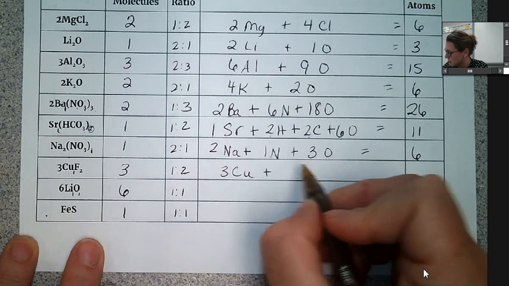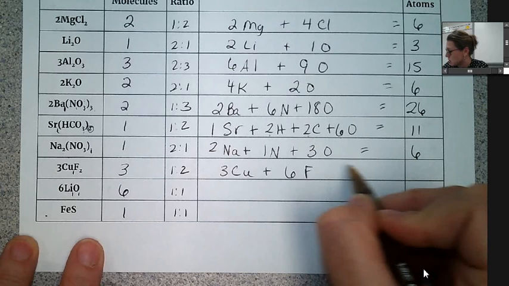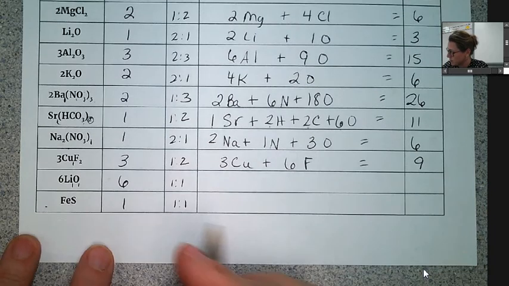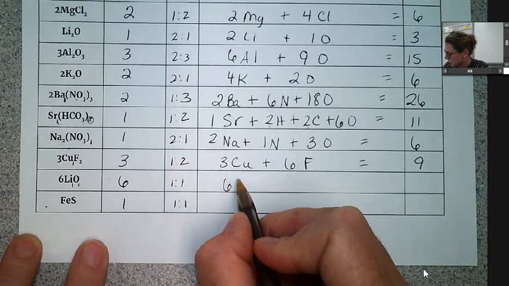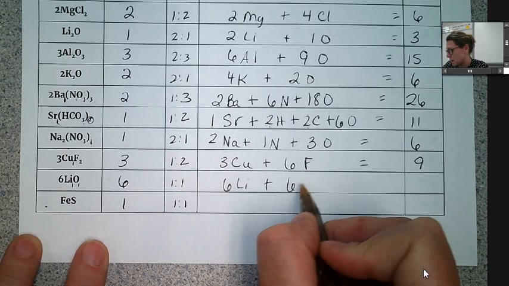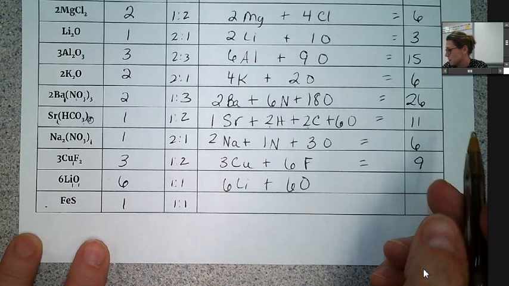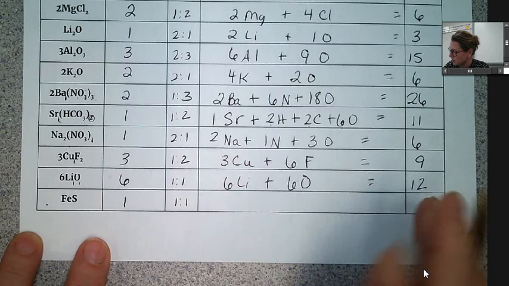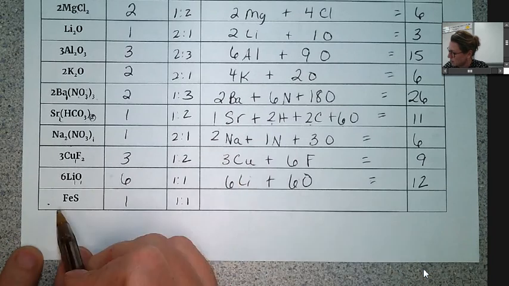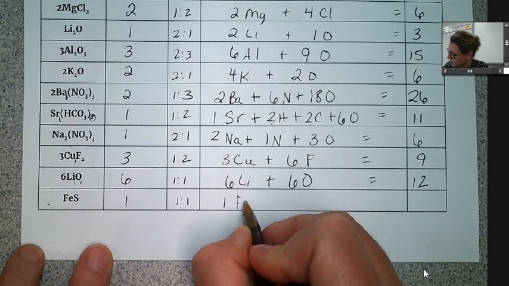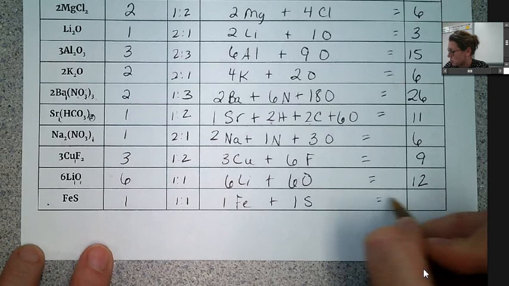All right, I have 6 lithium, plus I also have 6 oxygen, because that goes all the way through. So that's going to give me a 12. All right, 1 and 1, I actually have 1 iron plus 1 sulfur, which is 2 atoms total. All right, so that's practice 2.